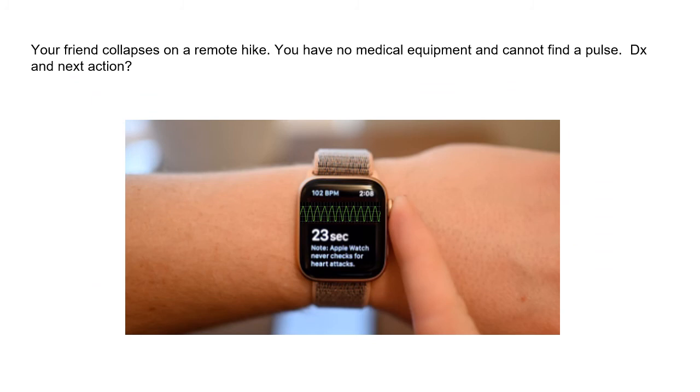All right, your friend collapses on a hike. You have no medical equipment and you can't find a pulse. Diagnosis and your next action. CPR, yeah. Call for help, right? Yeah.